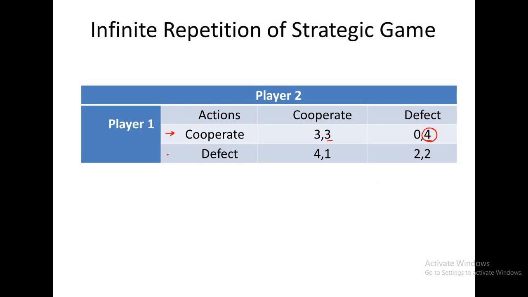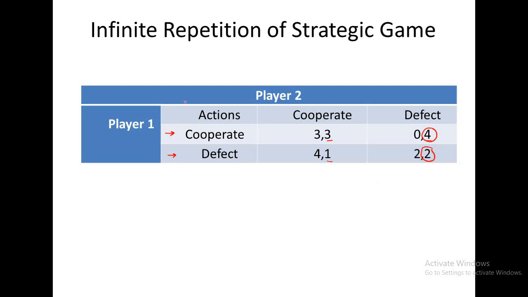Next, if player 1 takes the action of defect, which action will be the best for player 2? If player 2 takes cooperate, he will get 1, and if player 2 takes defect, he will get 2. So 2 is higher, right? So the player 2 will take the action of defect. So here I have circled this.